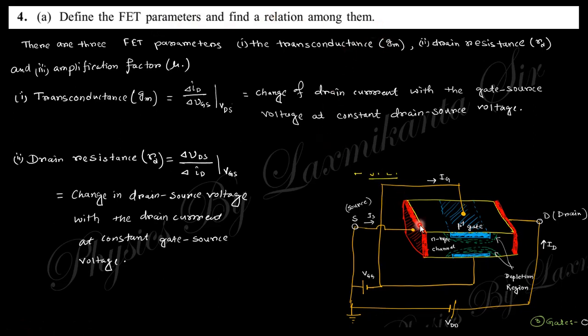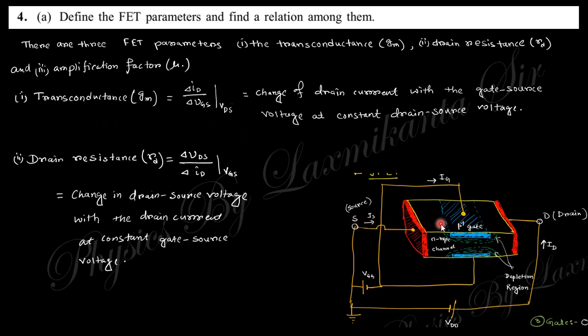Okay. Next, define FET parameters and find this relation. In the FET, that is the field effect transistor, there are three main things: the gate, these two are the gate, this is the channel, source and drain. Here the transconductance is the change of drain current with respect to gate source voltage. This is the gate and this is the source. Due to the gate source voltage, what is the drain current? This is the transconductance.